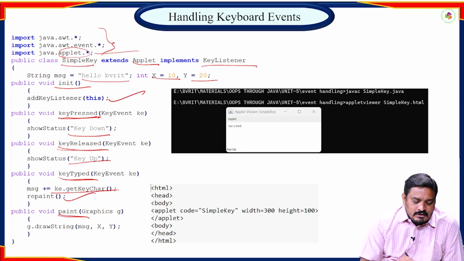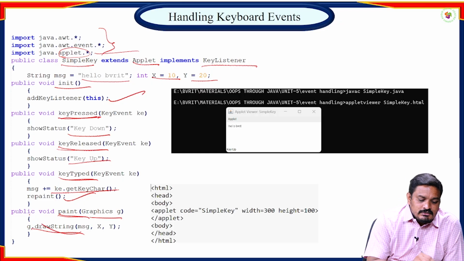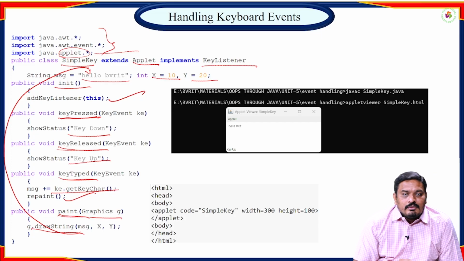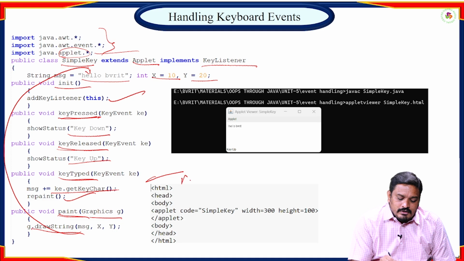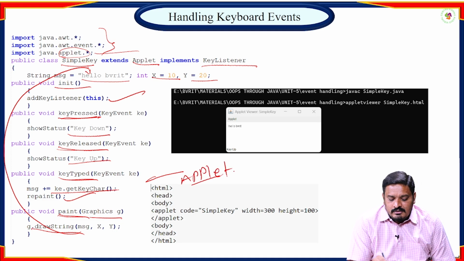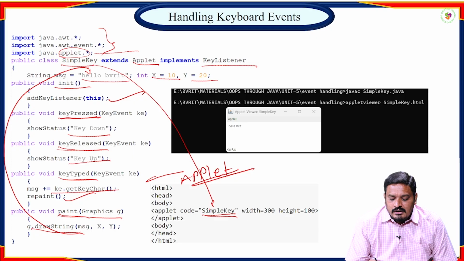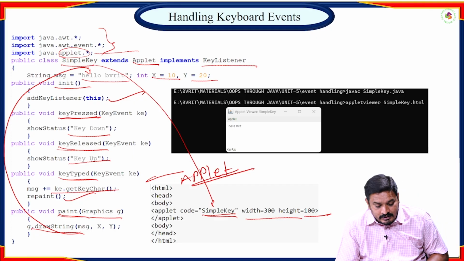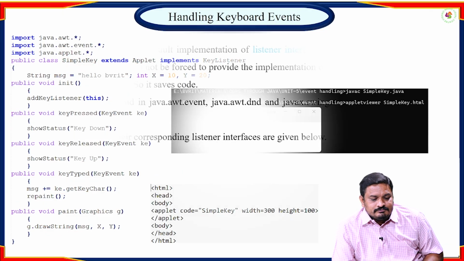The paint method is there. We are using the Graphics class and drawString. The message is at X comma Y. This message will be displayed. And at the same time we are writing the applet program. In this program, this is the HTML file. What is the applet code? SimpleKey is the class name, with width and height. This is the example of handling the keyboard event.